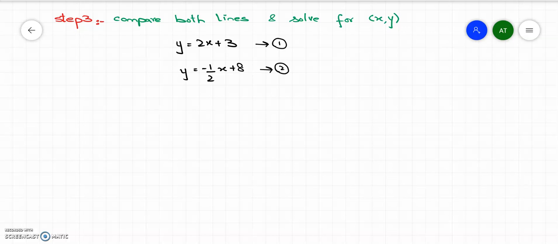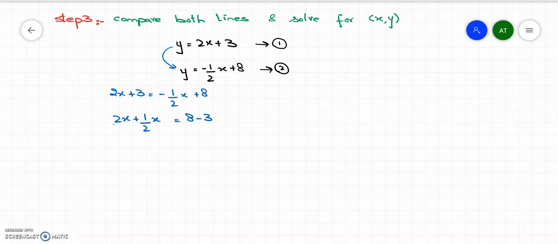Okay. So we can see in equation 1, we have the y value that is 2x plus 3. I can substitute that equation into my second equation and solve for x. So we have 2x plus 3 equals 1/2 x plus 8. Now to solve for x, we have to shift the x terms to the left side and the constant terms to the right side. So 2x plus 1/2 x equals 8 subtract 3.